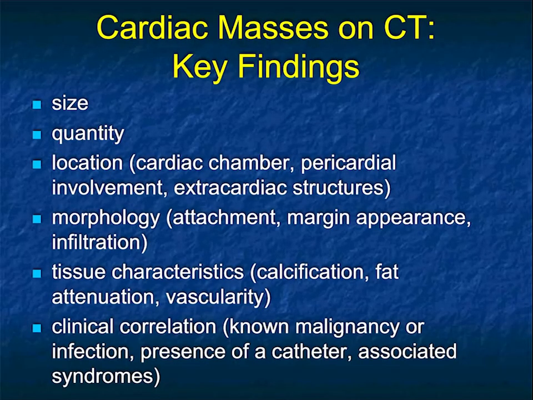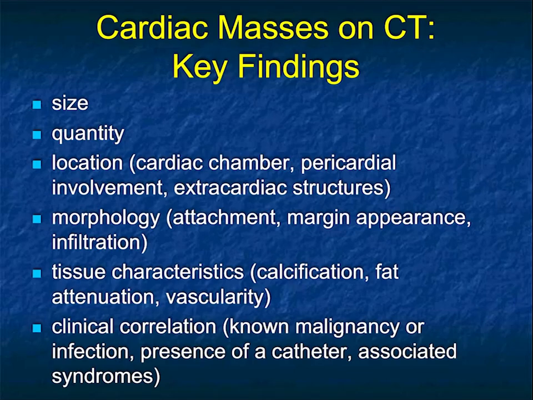So things I look at once you have the CT findings. How large is the tumor? Is it single or is it multiple? Is it in a chamber or is it on the pericardium or extracardiac structures invading into the heart? What about its morphology, its attachment, its margin, its infiltration? Its tissue characteristics, fat, calcification, is it vascular or not?